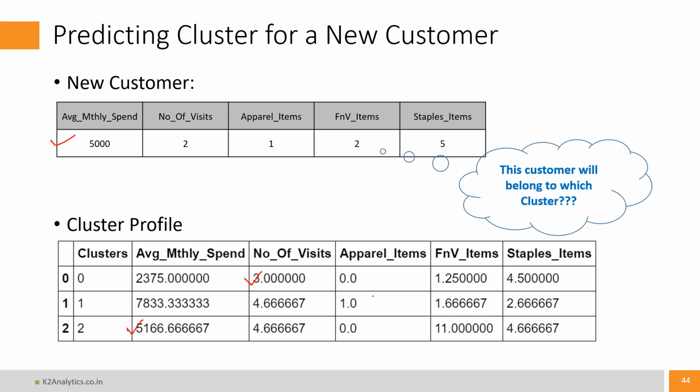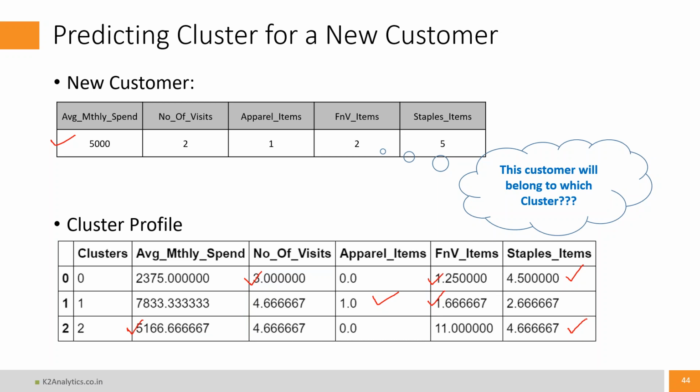Apparel. The person has bought apparel. The person should be here. FNV items, only 2, very less. The person should be here. Staples, 5 items. The person should be here. So making a judgment by just seeing the profile may not be easy. How do you now find where this customer should belong?